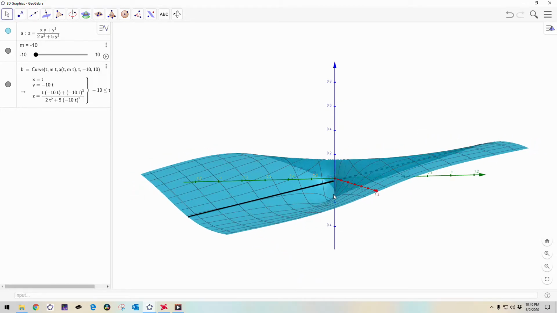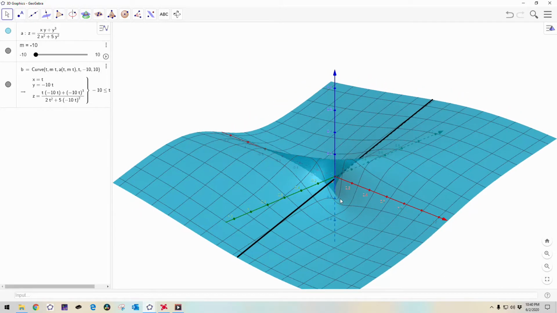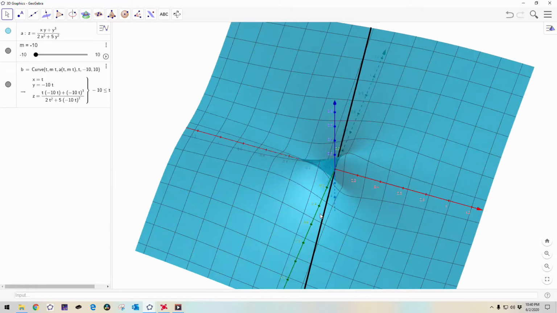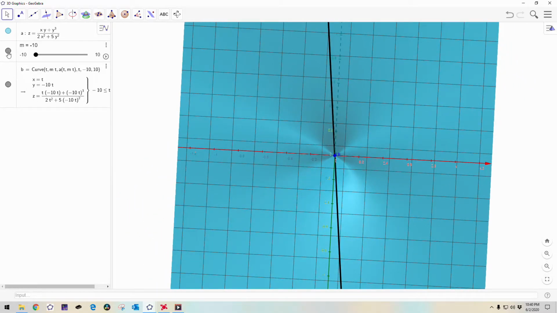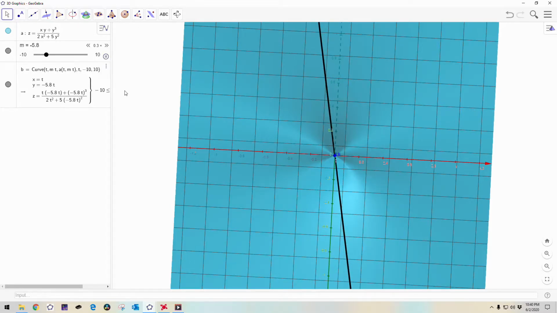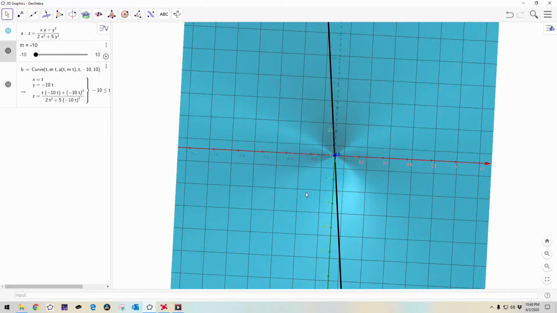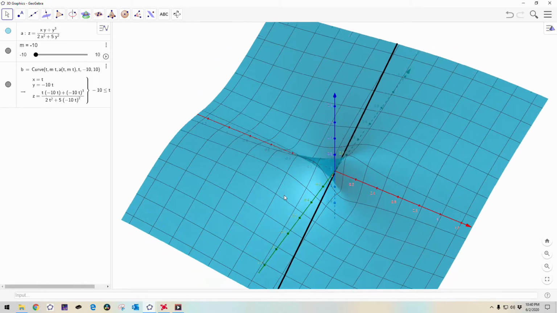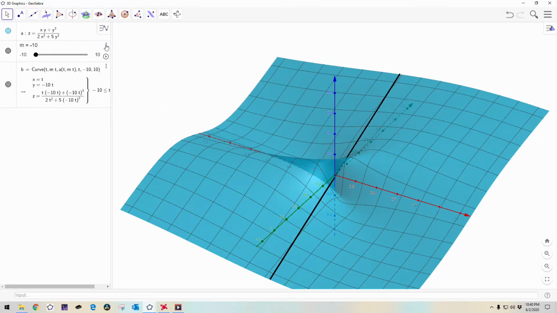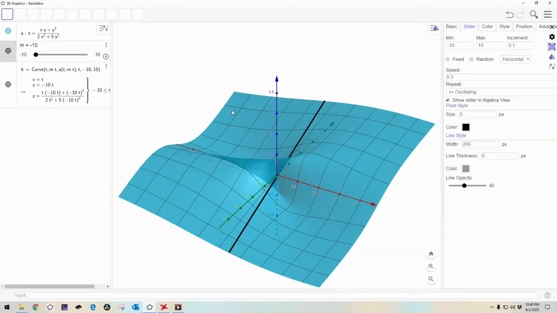Okay? Now watch what happens as I set this thing in motion. First of all, in the domain, if I set this thing in motion, watch what happens. As I change the slope, you can see the line rotating. And that's basically what's going to happen here. Now, let me speed it up just a little bit.